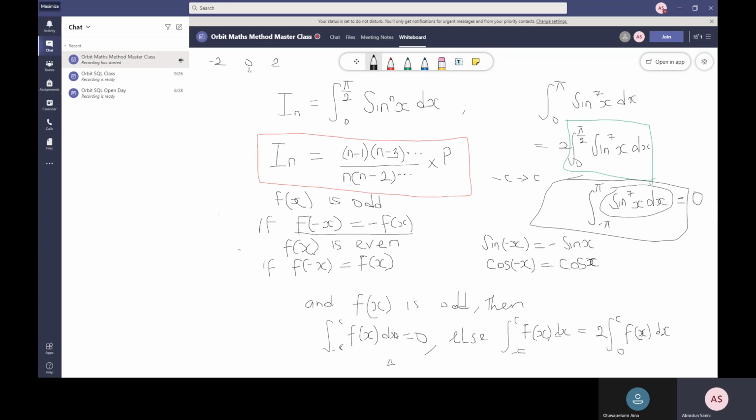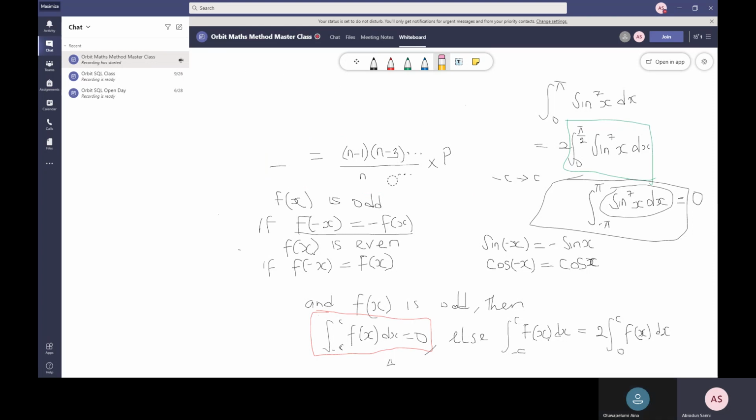Now to prove this valid point that if f of x is odd, this guy is actually going to give you 0. So let's put it to a valid example. I will erase this guy. I hope you are writing. So I'll use sine.